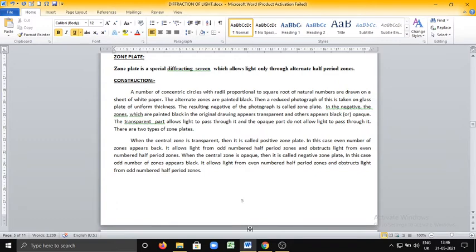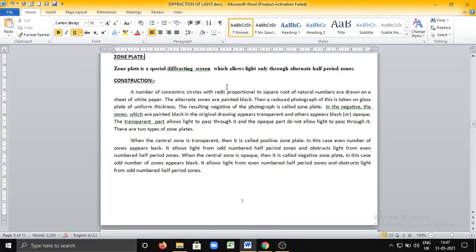In the second session, we discussed rectilinear propagation of light using wave theory, how we can prove the phenomenon of light traveling in a straight line using the Huygens wave theory. Now, another very important topic: zone plate. If you see the previous question papers, many questions are asked on this topic. Explain the construction and working of a zone plate and also compare a zone plate with a convex lens.